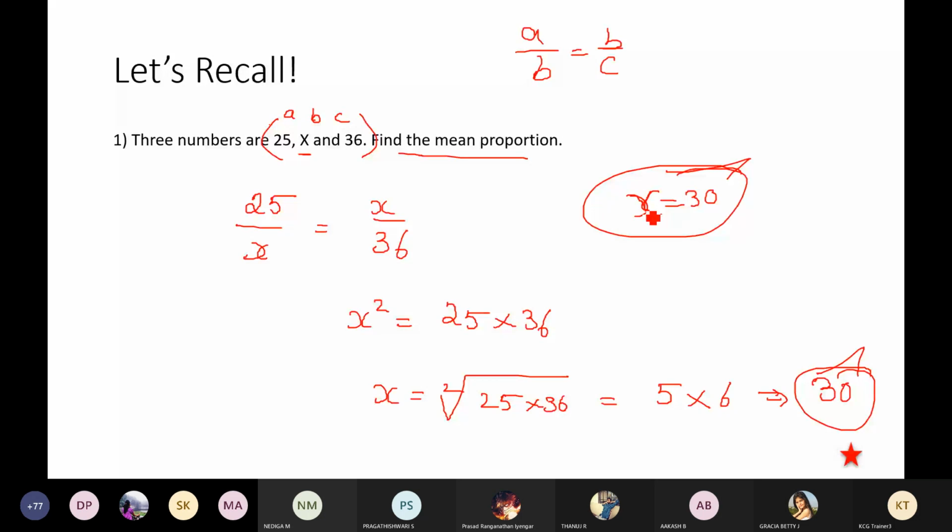Clear with this question, people? This mean proportion question has been asked in two most important placement interviews in 2021. It was asked both in TCS NQT and also in Infosys. Your mean proportion is somewhere of the same sort. The concept was mean proportion, but not the same question, obviously. The concept was asked. Hope you guys are clear.